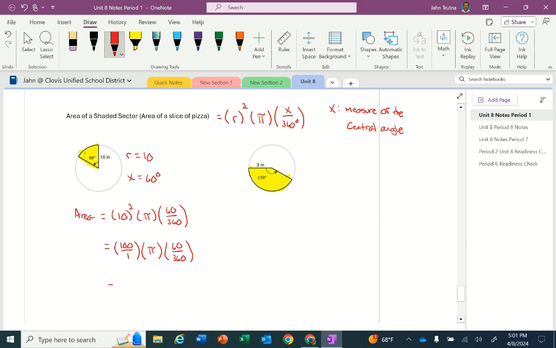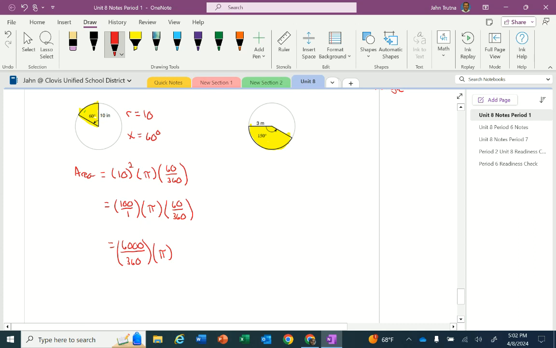So multiplying the numerators, 100 times 60 is 6,000. So I get 6,000 over 1 times 360 is 360. So I get the fraction 6,000 over 360 times the number pi. Reduce the fraction, 6,000 over 360. Your calculator will do it for you if you're not sure how to do it. So 6,000 over 360, let's reduce it long ways. The zeros will cancel out. That'll make 600 over 36.